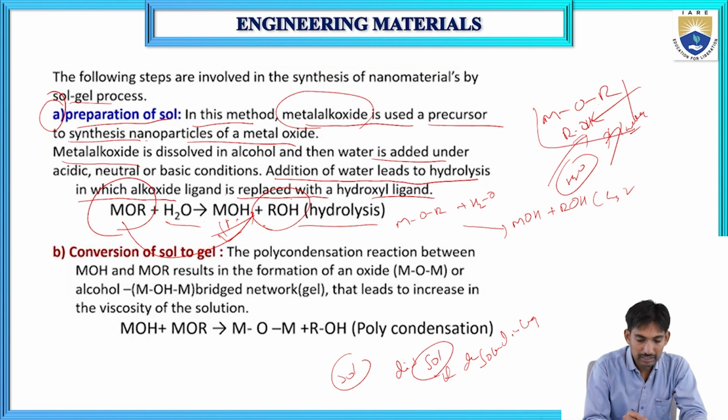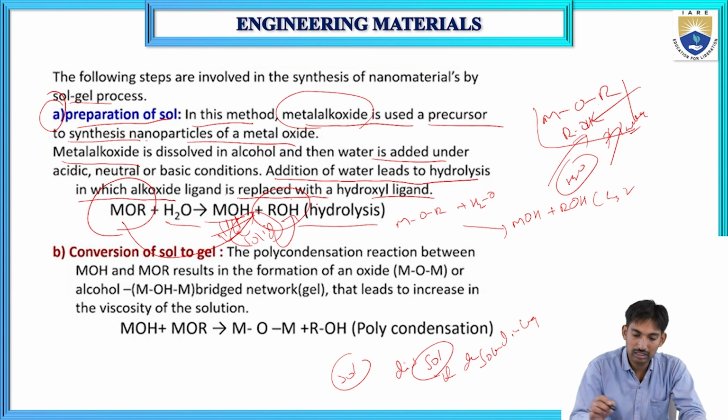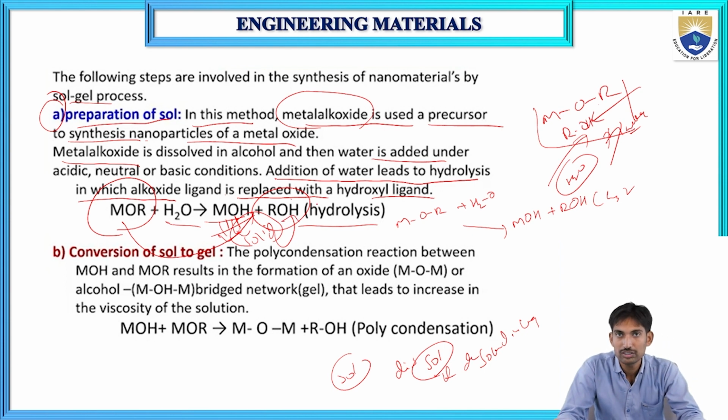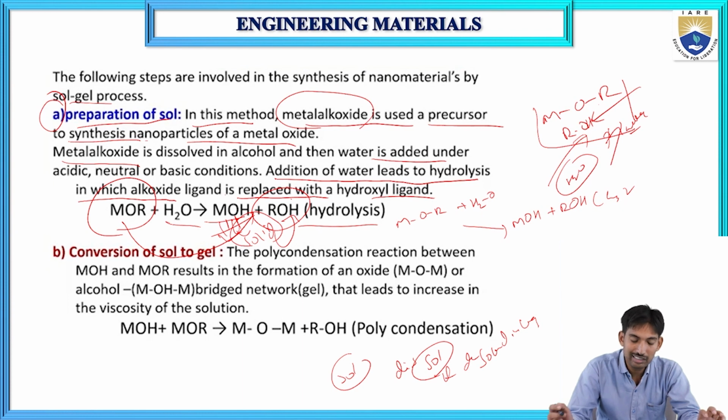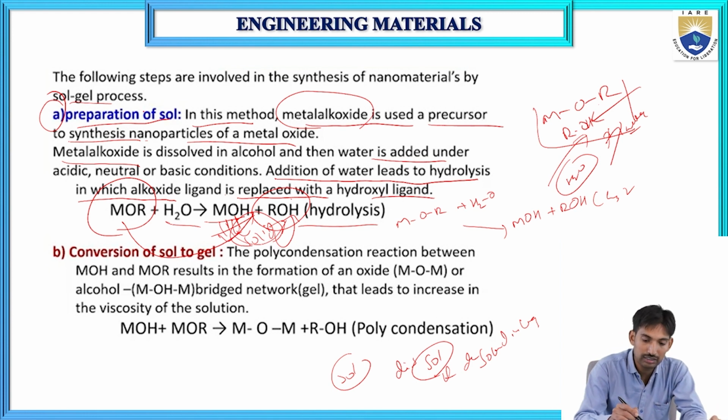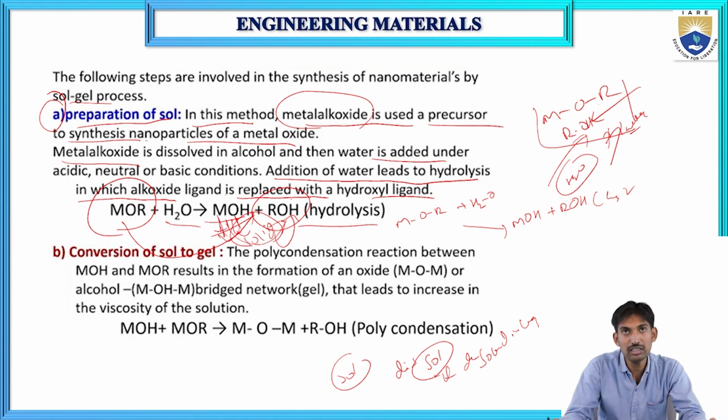Here, the metal hydroxide is a solid. This solid is dispersed in the alcohol, which is the liquid. This metal hydroxide is a precipitate, a solid dispersed in alcohol, and that is called a sol. In this step, we have first prepared the sol.